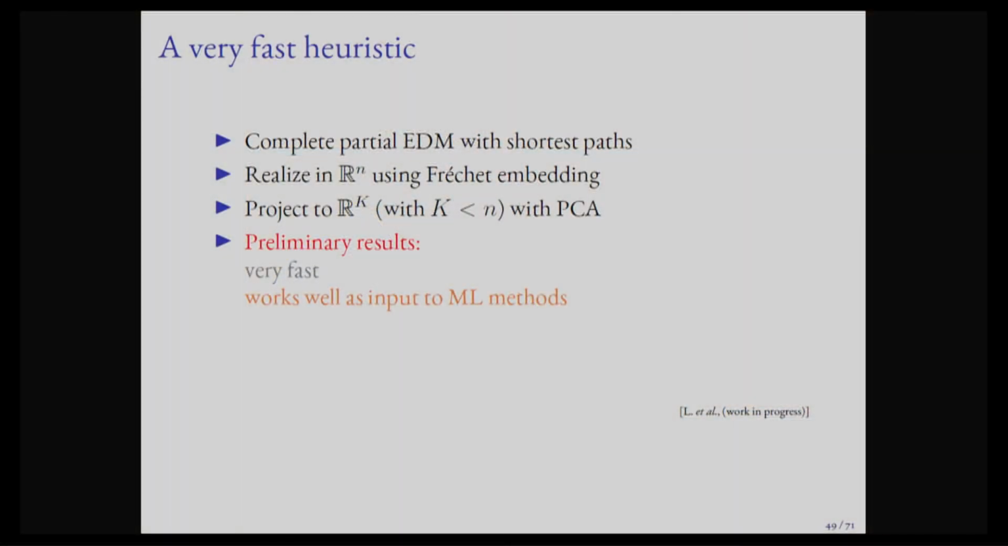So the heuristic that I am using is this. I have a partial Euclidean distance matrix, okay? This is my graph, my initial graph. I complete it using the shortest path metric, okay, hoping that this is like a one-dimensional or lower dimensional manifold, etc. And then I realize it in Rn using the Fress embedding, but with the L infinity norm. And then I project it to Rk with the L2 norm by doing PCA, okay? So PCA is essentially something that concerns the L2 norm. And then I obtain what I want.